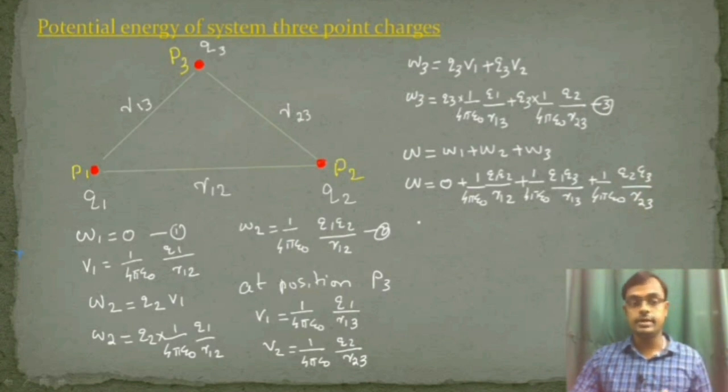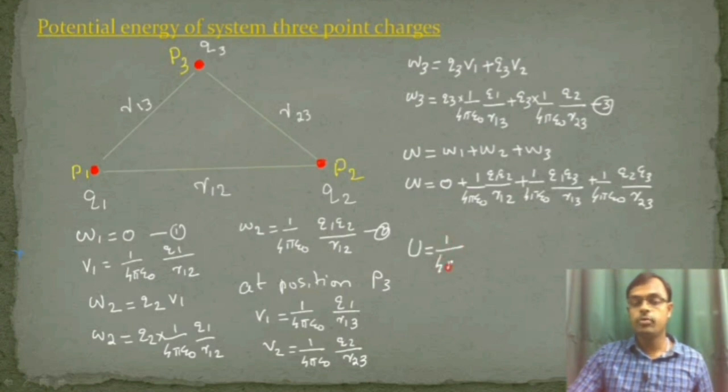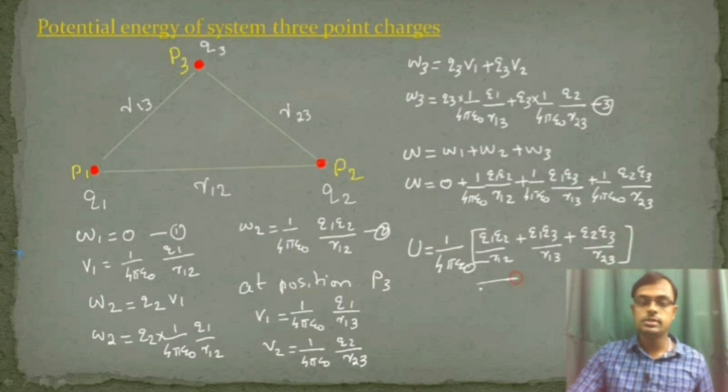This net work done to configure these three charges as a system is stored as potential energy U. So what is the net formula here? 1 by 4 pi epsilon 0 is common and can be taken outside: Q1 Q2 divided by R12 plus Q1 Q3 divided by R13 plus Q2 Q3 divided by R23. So this is the net work done, or the total potential energy stored in these three charges. Clear? Hope you understand this one.